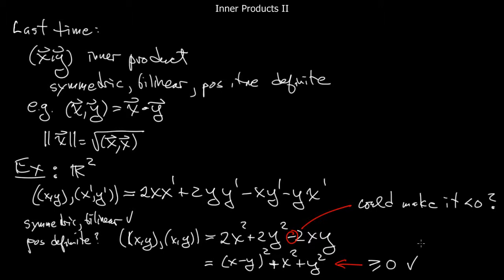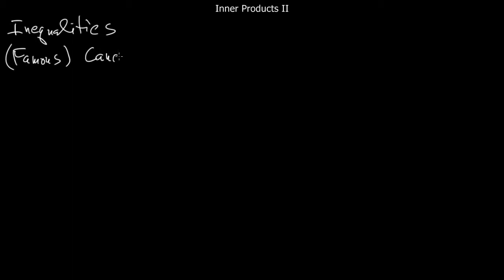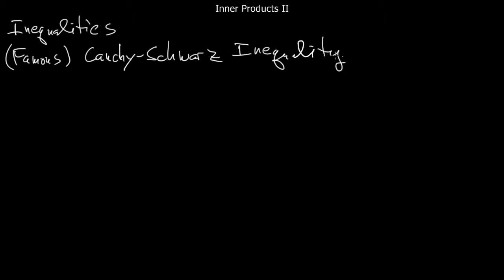Okay, let's go on now and talk about some inequalities. These are some properties that hold of any inner product. And the first one is a very famous inequality. It has a name. It's called the Cauchy-Schwarz inequality. And in spite of its simplicity, or in fact, because of its simplicity, it's actually a very powerful inequality. It's quite ubiquitous and comes up in lots of settings.